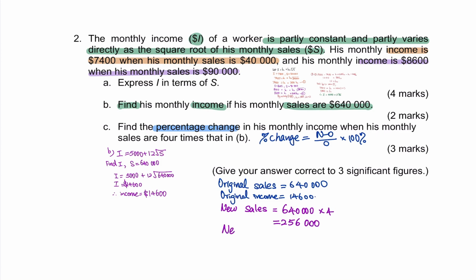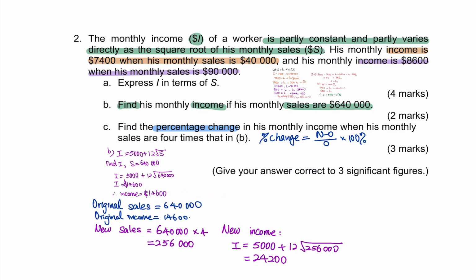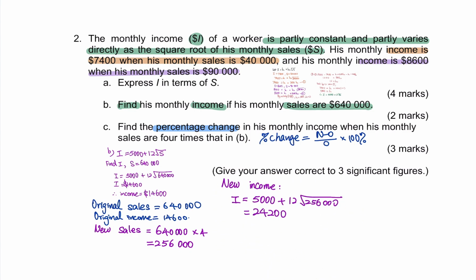Then what will be your new income? If you have to find the income, you have to use the formula that you had in part A. So that's how you will find the income. So income is 5,000 plus 12 square root sales. And what do you get? 24200. Good. Just click calculator. You will be able to get it. And then what do I do next? Let me just move it to this side. This one goes a little bit up.